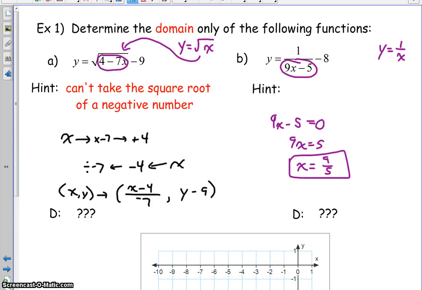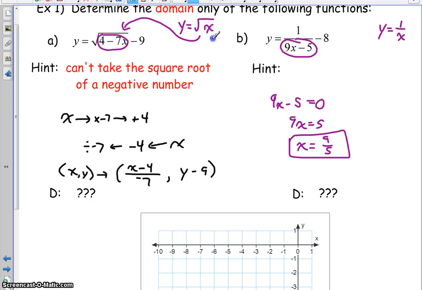Okay, now, looking at this parent function here, y equals square root of x, we should know that the domain of that is going to be x is greater than or equal to 0, and y is greater than or equal to 0 will be the range.